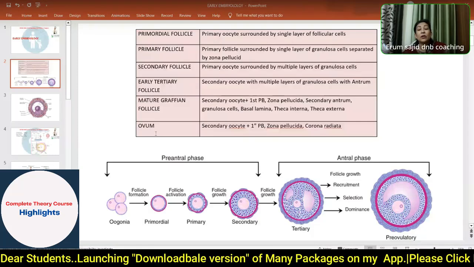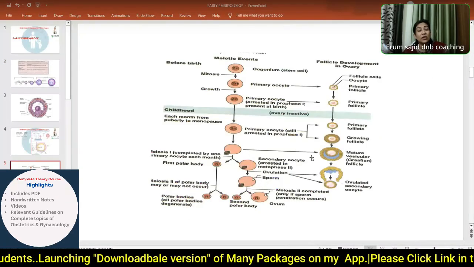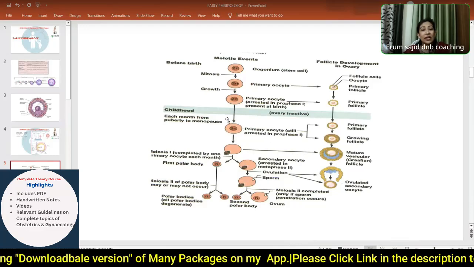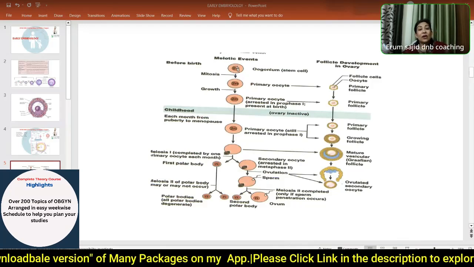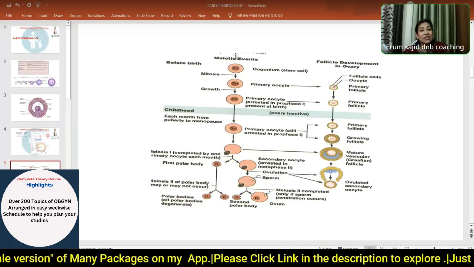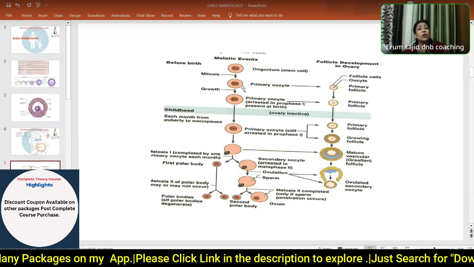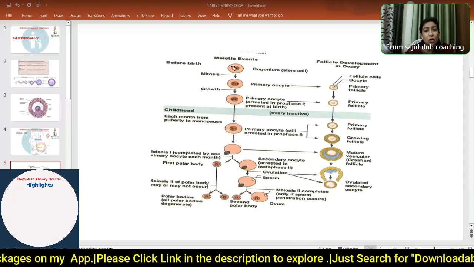Okay, I'll straight away bring you to this. This is a picture taken from a book, that's why it's a little hazy. But what I'm trying to say is that right before birth and even in childhood, these are the stages which are going on. So these are diploid numbers because mitosis is going on. Lots of primary oocytes are being produced. Okay, lots of them.